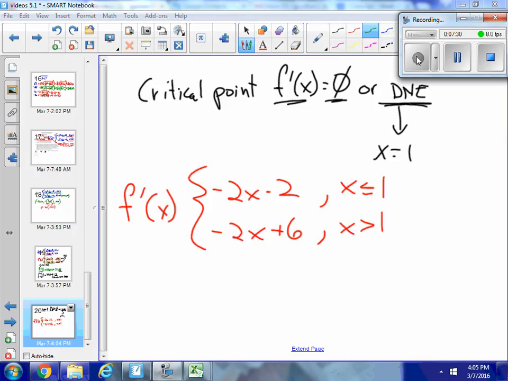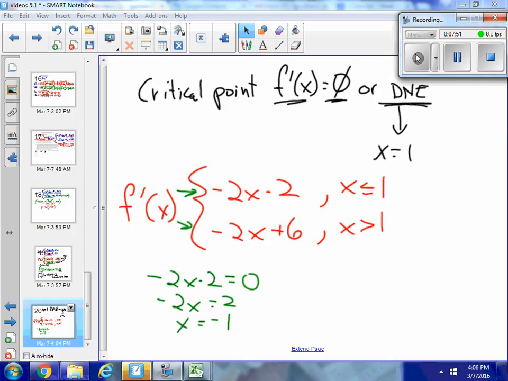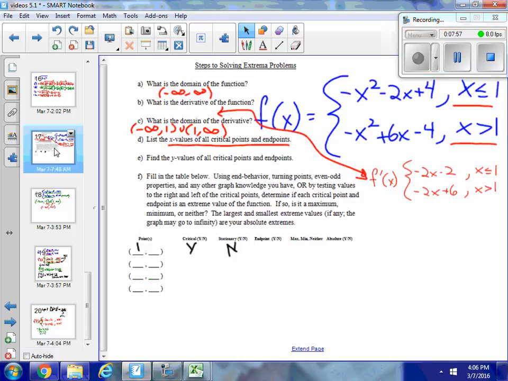Well, that's not too tough. My derivative is a piecewise function in itself. So I just look at both pieces. So I say negative 2x minus 2 equals 0. Negative 2x equals 2. X equals negative 1. So at one of my points, I know that x equals negative 1. I haven't found the y value there yet. That's going to be a critical point, and it's going to be stationary because the derivative equals 0.